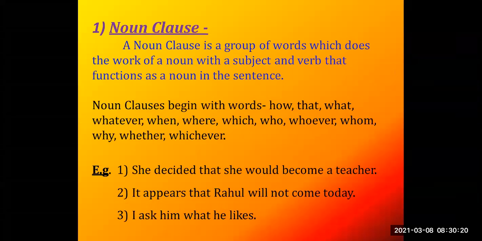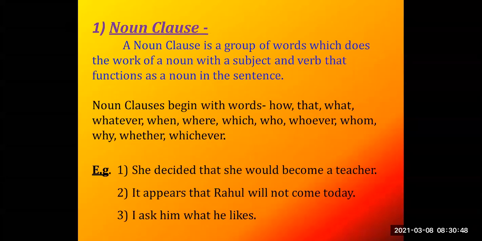First, we have seen the noun clause. It is a group of words which does the work of a noun, with a subject and a verb, and functions as a noun in the sentence. A noun clause begins with words like how, that, what, whatever, when, where, which, who, whoever, whom, why, whether, and whichever. Now we are going to discuss some examples.